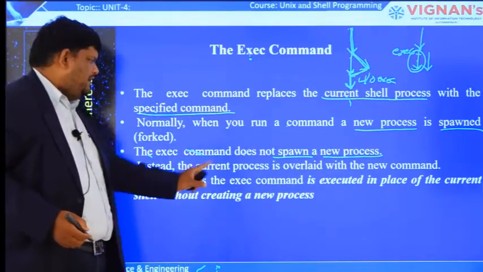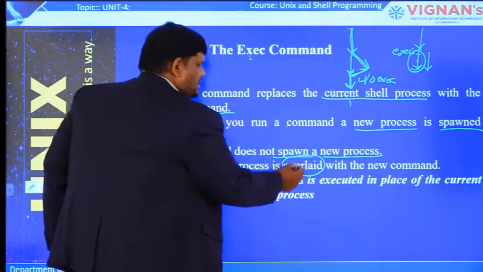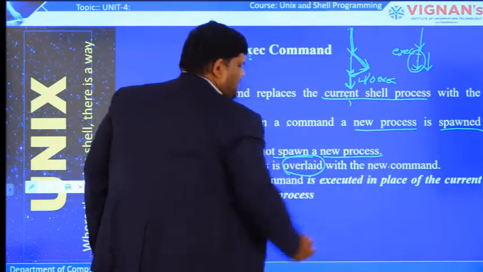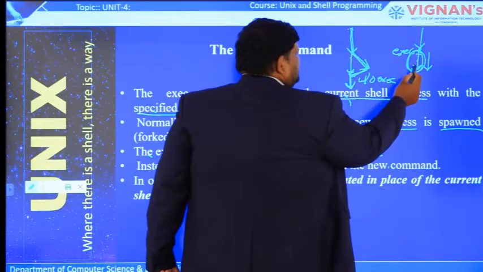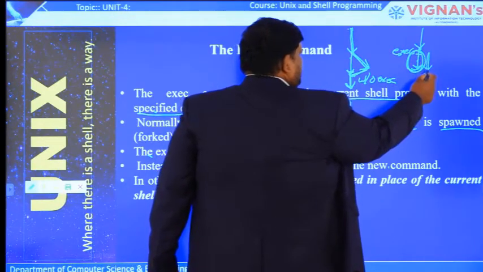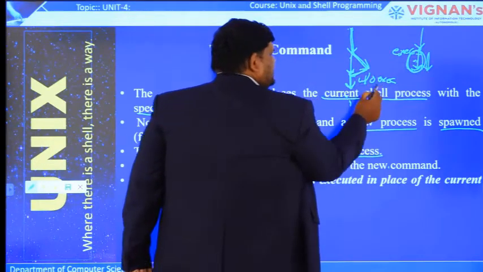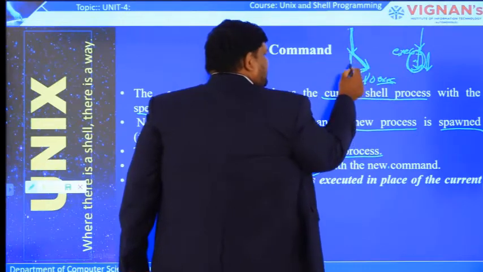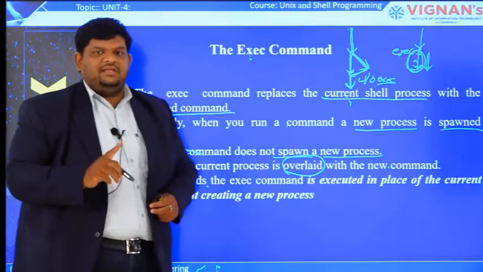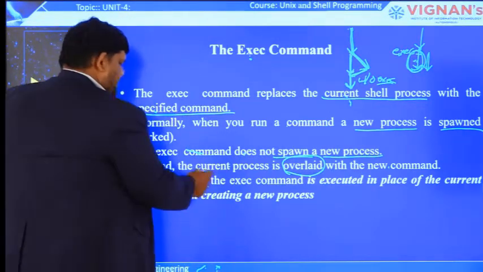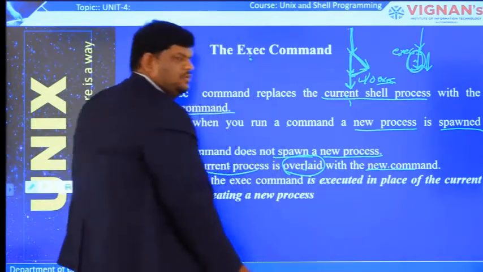Instead of that, the current process is overlaid with the new command or new process. This is a very important point. Assume this circle is the old process, and this one is the new process. So the old one is overlaid with the new process. Without the exec command, what happens? The new process is separate, and the old process is separate. But here only one process will exist, and that is only the new process, because the current process is overlaid with the new command or new process.